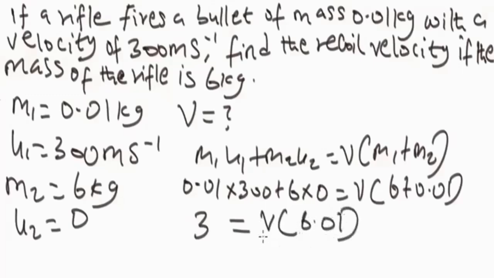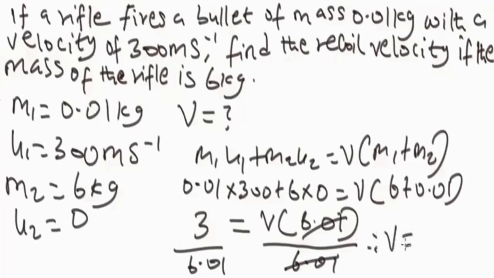To make v the subject of the formula, divide both sides by 6.01. This will cancel this. Therefore, our final velocity v will be, let me punch this in my calculator, 3 divided by 6.01. I have it to be 0.49, which is approximately, if we are leaving it to one decimal place, 0.5 meters per second. Alright, this is one.